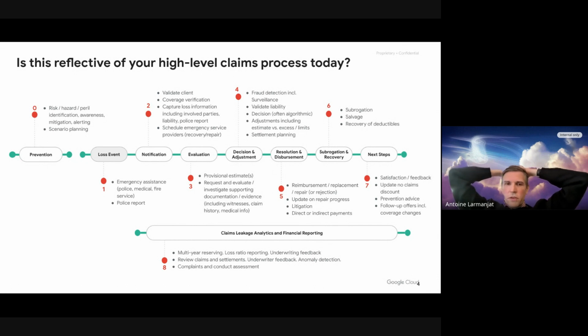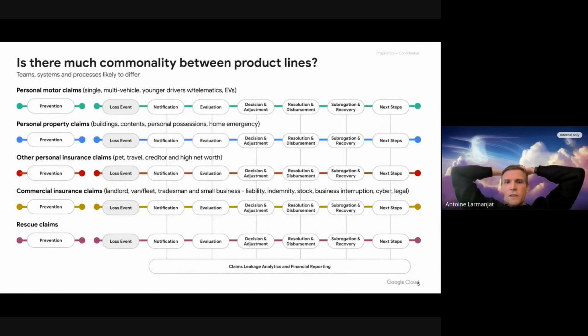Across all of these processes, each one can be very complex by itself. You need to do analytics and make sure that you measure what you do well. And that can be different for the different product lines of insurance. If it is motor or property or personal insurance, commercial insurance, or rescue claims.